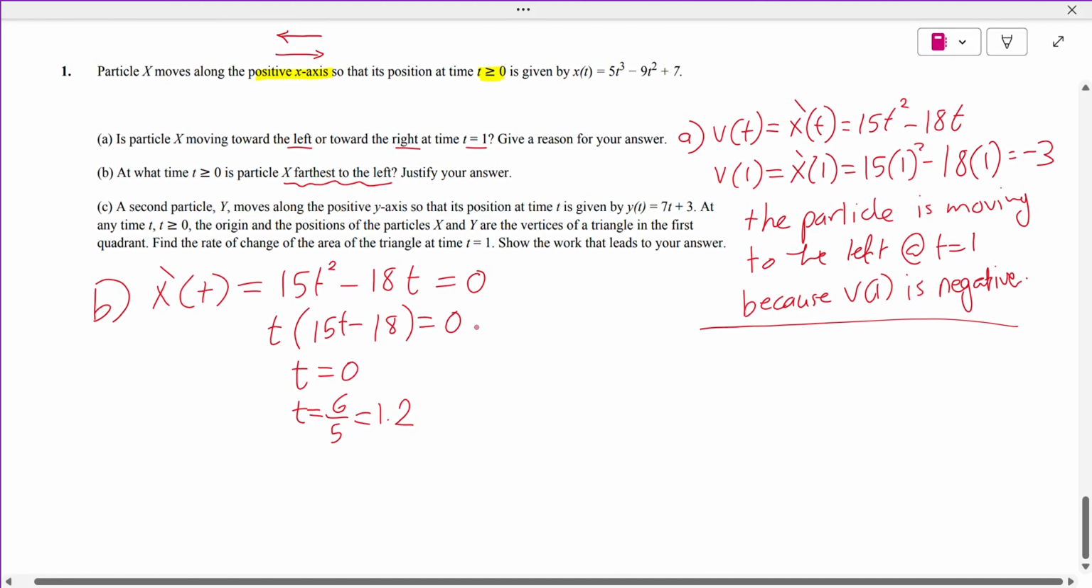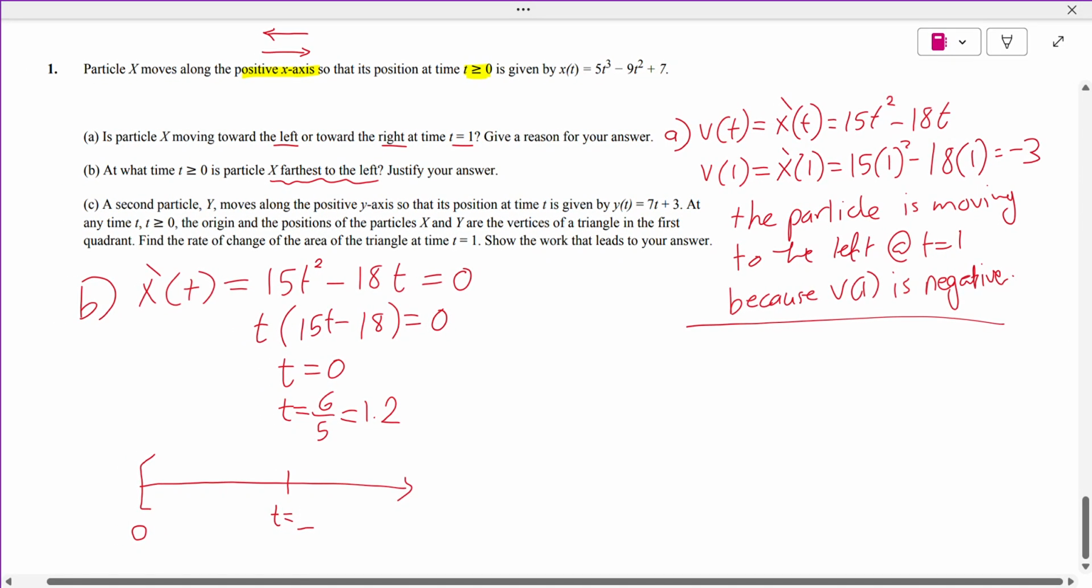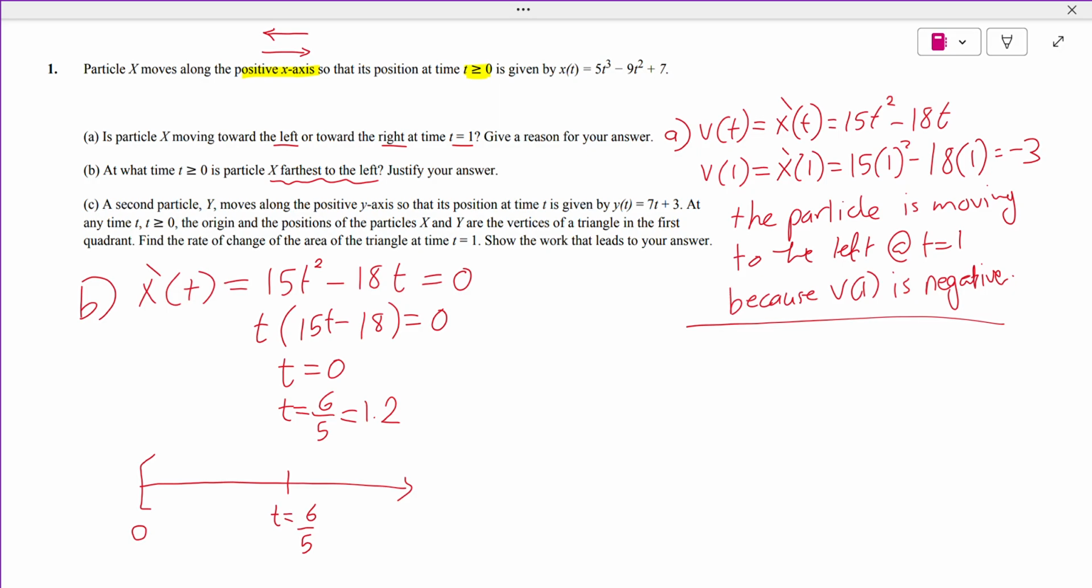Now, let's check what's happening at those two values. I'd like to explain it through a number line starting at 0, and there is also t equals 6 over 5. Now, what about the sign of x prime of t between 0 and 6 over 5? Let's choose 1. 15 minus 18 will be negative. And then after this, if you choose 2, it will be positive.